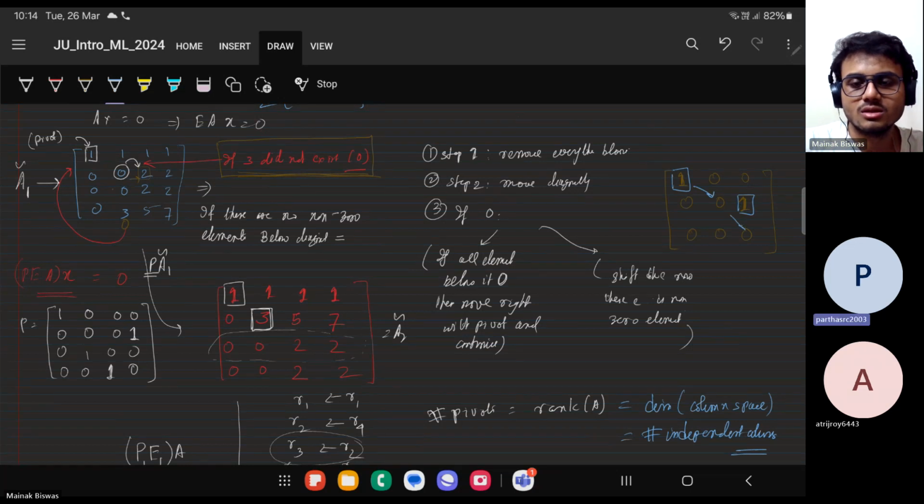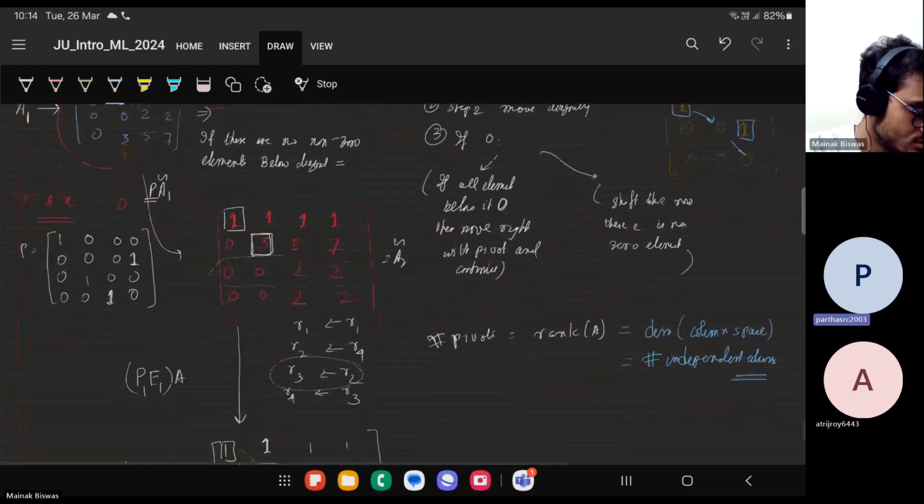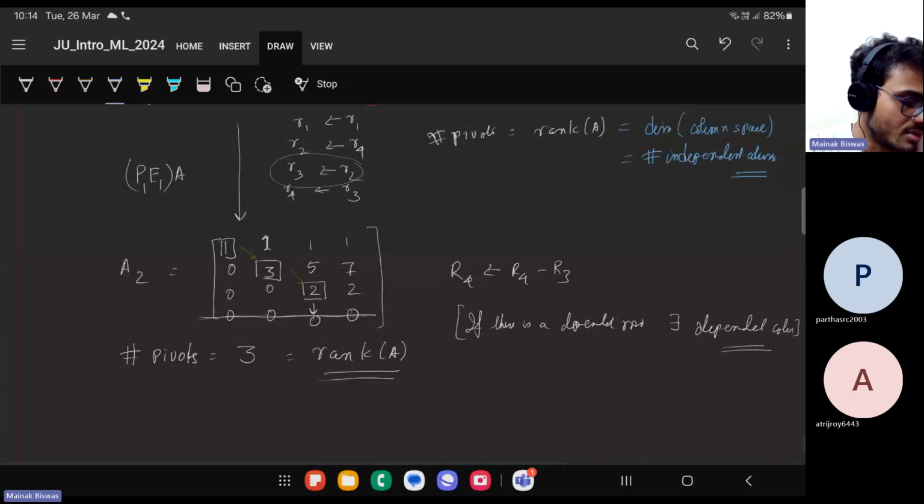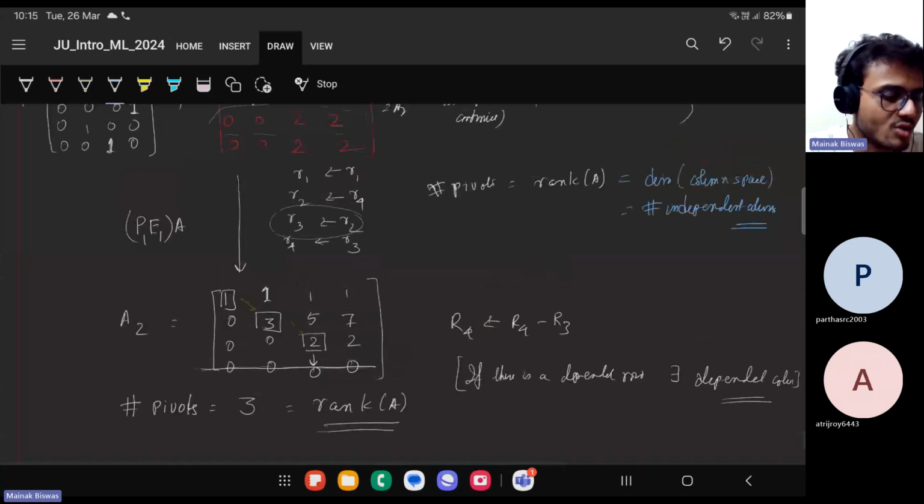If it is already 0, then where will I go diagonally? Oh, achha, yes. 0 cannot be a pivot. A pivot is anything that you can multiply and make everything below it 0. Yes, because 0 to itself is 0. So the number of pivots is equal to the rank of A is equal to the column space dimension.